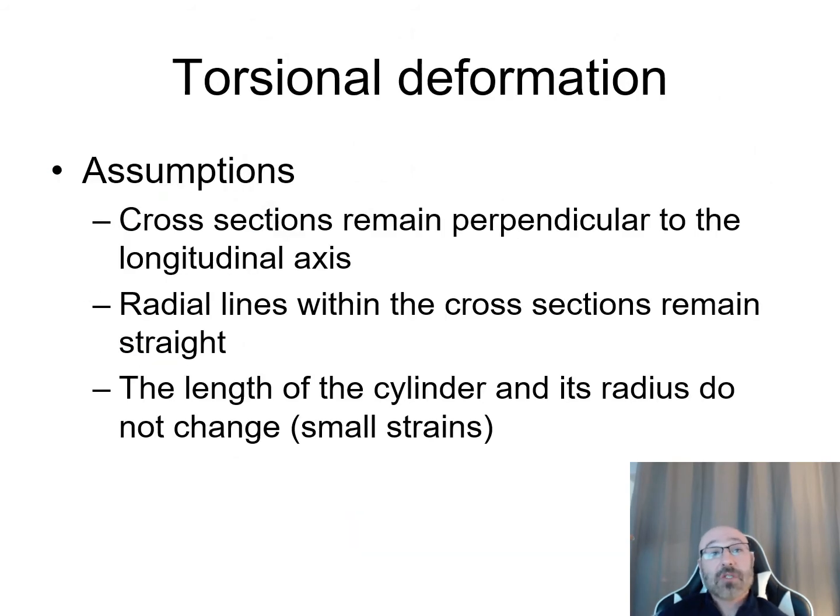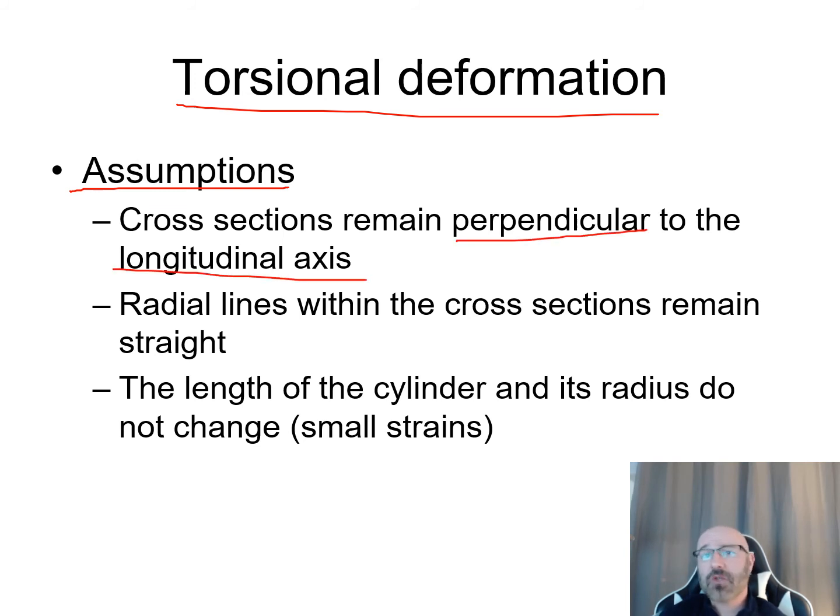So there are some assumptions that we need to make when we're talking about our torsional deformation. Some of these assumptions include the fact that our cross sections remain perpendicular to the longitudinal axis. We saw that in the previous slide with that rod, where the longitudinal axis went right up the center, and all of the cross sections we were looking at, at that distance x, were perpendicular. So that's an assumption that we make, that all of these cross sections need to remain perpendicular to the longitudinal axis.